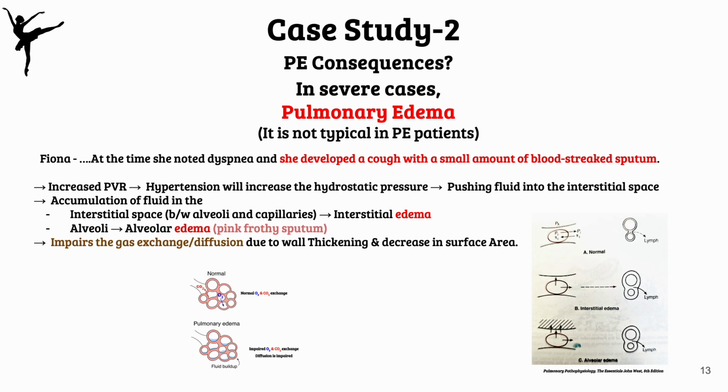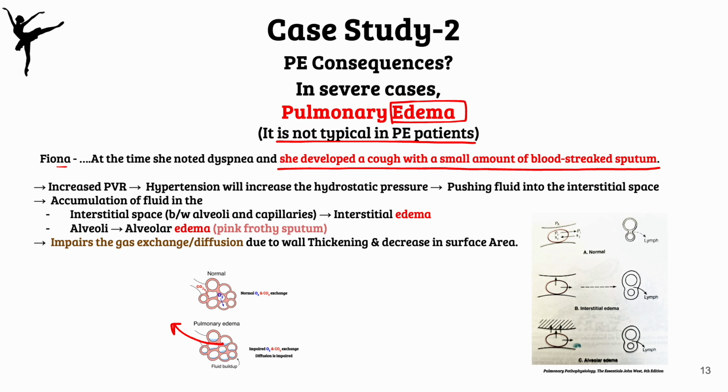In really severe cases, and it's not typical of pulmonary embolism patients, but given that Fiona, along with the noted dyspnea, has developed a cough with a small amount of blood-streaked sputum, that shows that there is filling up of alveoli with something which is coming up on cough, right? So in some cases, pulmonary edema also can happen as a result of pulmonary embolism.